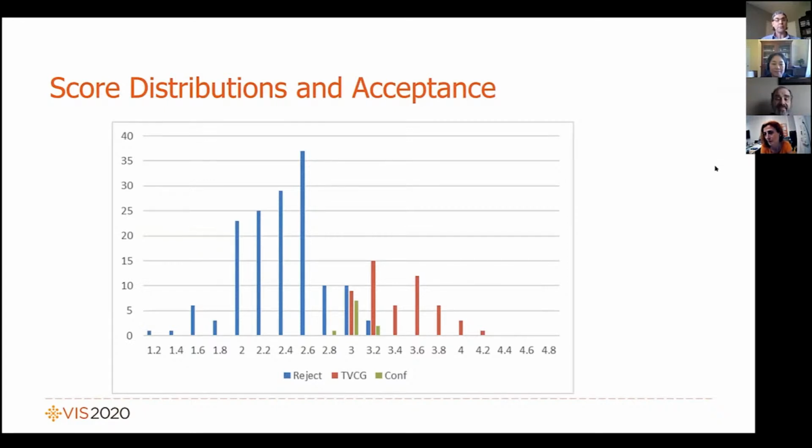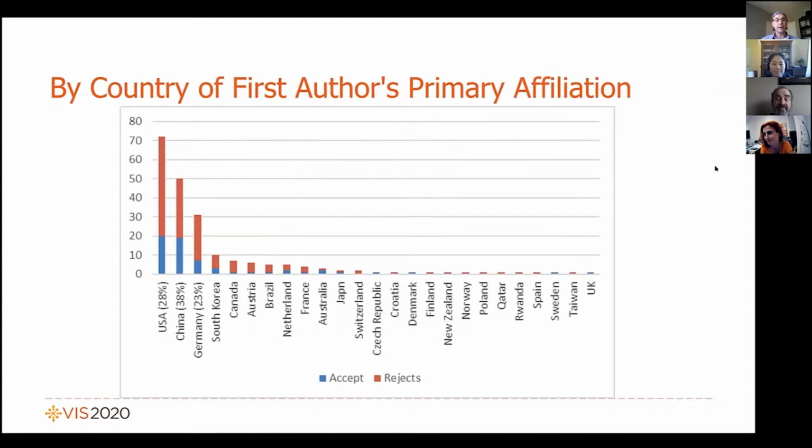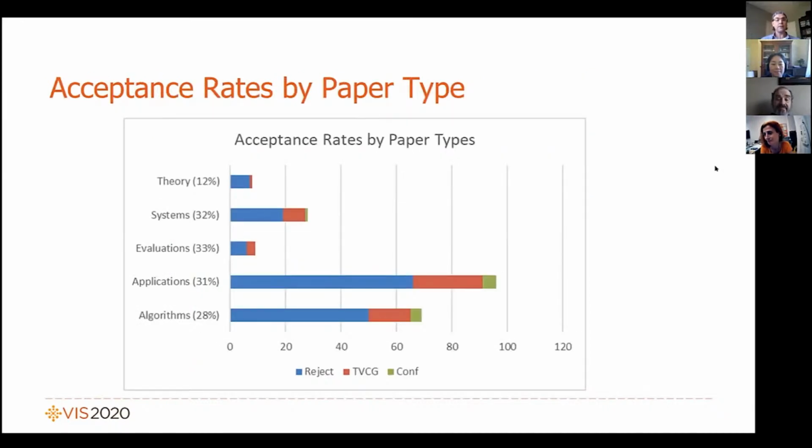The blue bars in the histogram show the count of papers that were rejected and their score range. The red bars are those that were accepted to TVCG, and the green are those for the conference track. We can also look at where our papers are coming from. We see the 3 largest country contributors by first author's primary affiliation are the United States, China, and Germany. And we can also look at acceptance rates by paper types. We have papers in theory, systems, evaluations, applications, and algorithms.